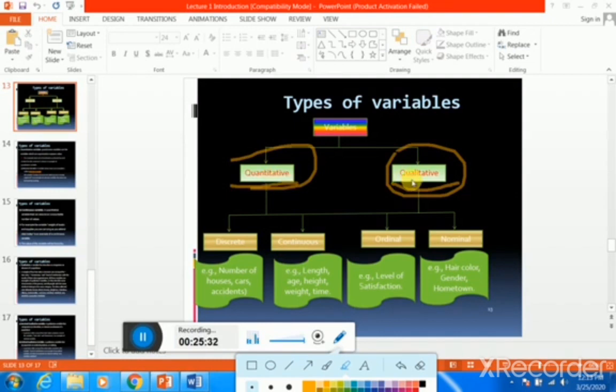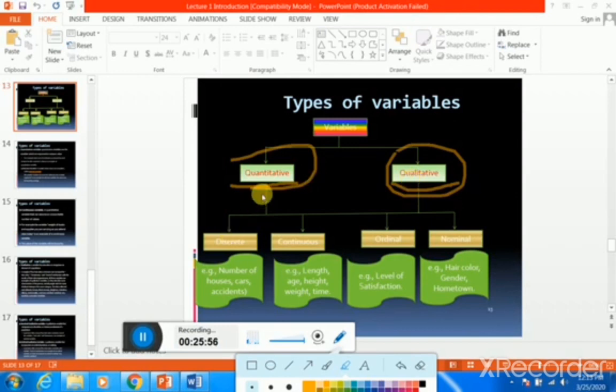When we are talking about qualitative or quality, for example, our friendship is 2 kg. Is it appropriate? No, it's not appropriate. It means color, feelings, satisfaction, responsiveness, loyalty, motivation, those are qualitative variables.